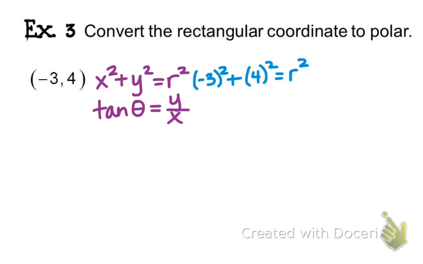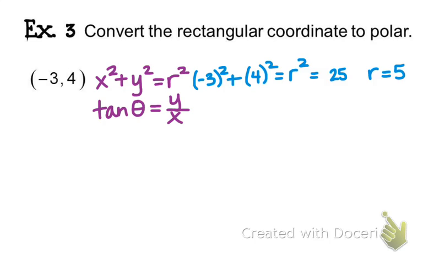So, negative 3 squared plus 4 squared equals r squared. So when I type this into my calculator, this means that r squared equals 25. And then when I take the square root, I get that r equals 5.